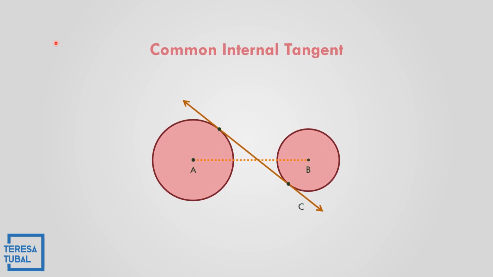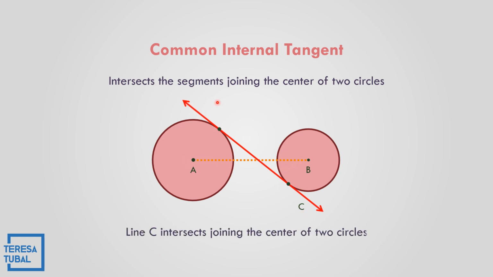So a common internal tangent intersects the segment joining the centers of the circles. So this is circle A and circle B. This is the segment joining the two circles. So line C intersects the segment joining the centers of the two circles.